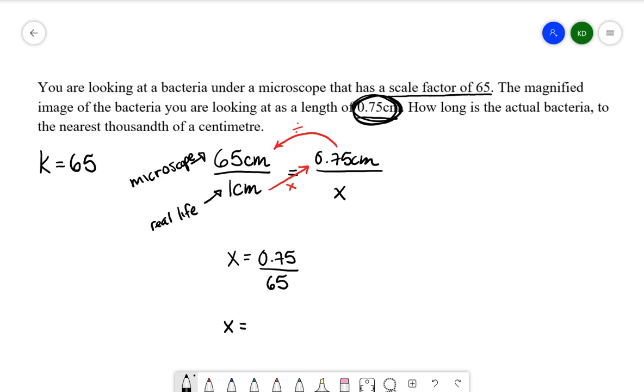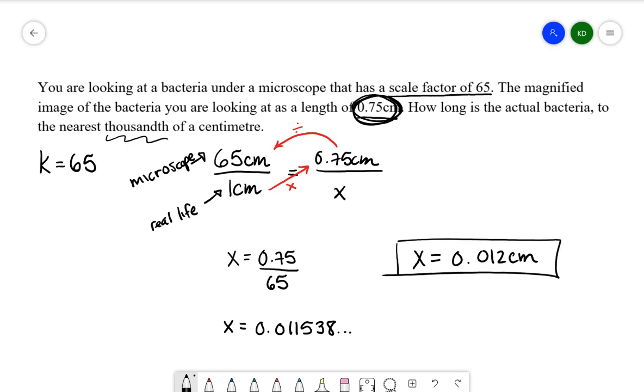Let's plug that in. What we're going to get here is 0.011538, and we want to round it to the nearest thousandth, which means to 3 decimal places. So in this case, my final answer will be 0.012, and of course that's going to be in centimeters.